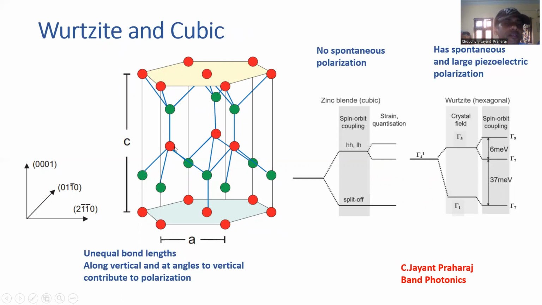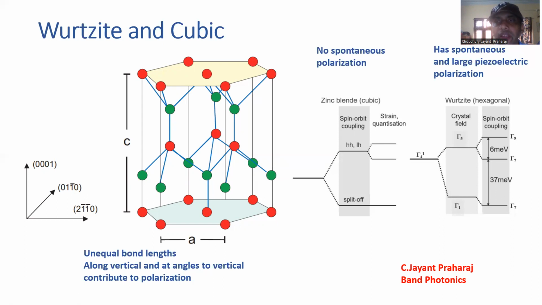So these larger red atoms, there is a vertical bond, and then there are bonds at angles to the vertical. And this is the hexagonal wurtzite crystal structure, which is the most common for these indium gallium nitride materials. Now the vertical bond is longer than the bonds at angles to the vertical, and that basically contributes to the spontaneous polarization in these materials.